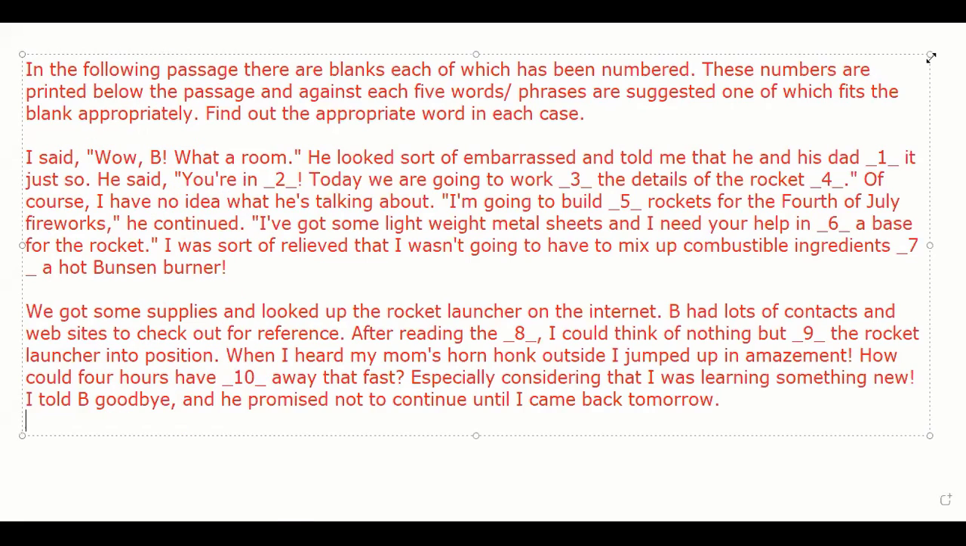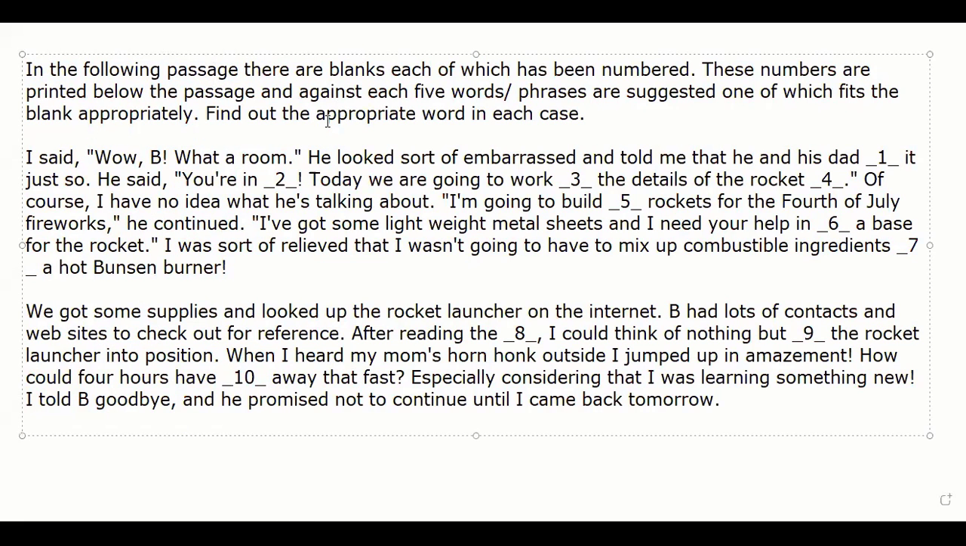Okay, let me make it blank. So, I'll remove the first one. In the following passage, there are blanks, each of which has been numbered. These numbers are printed below the passage, and against each, five words or phrases are suggested, one of which fits the blank appropriately. Find out the appropriate word in each phrase. Achintya, do you want to read once for everyone?